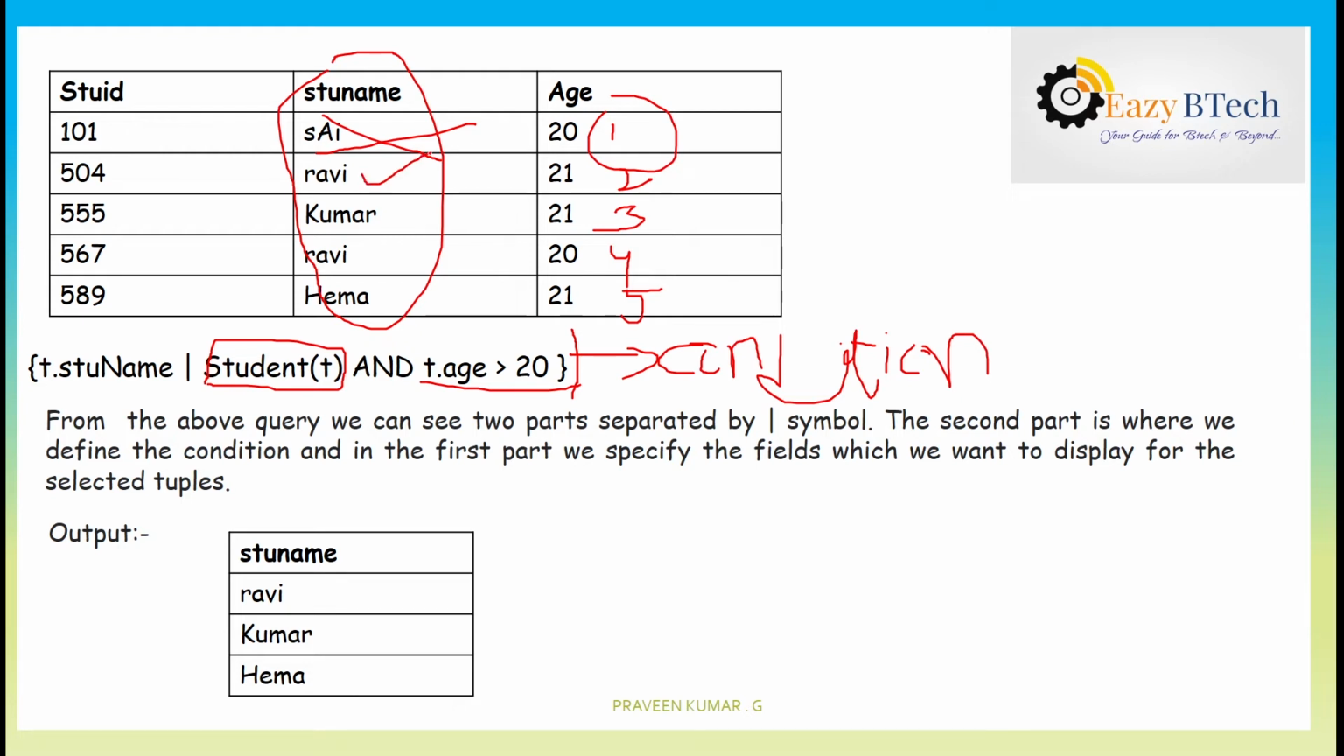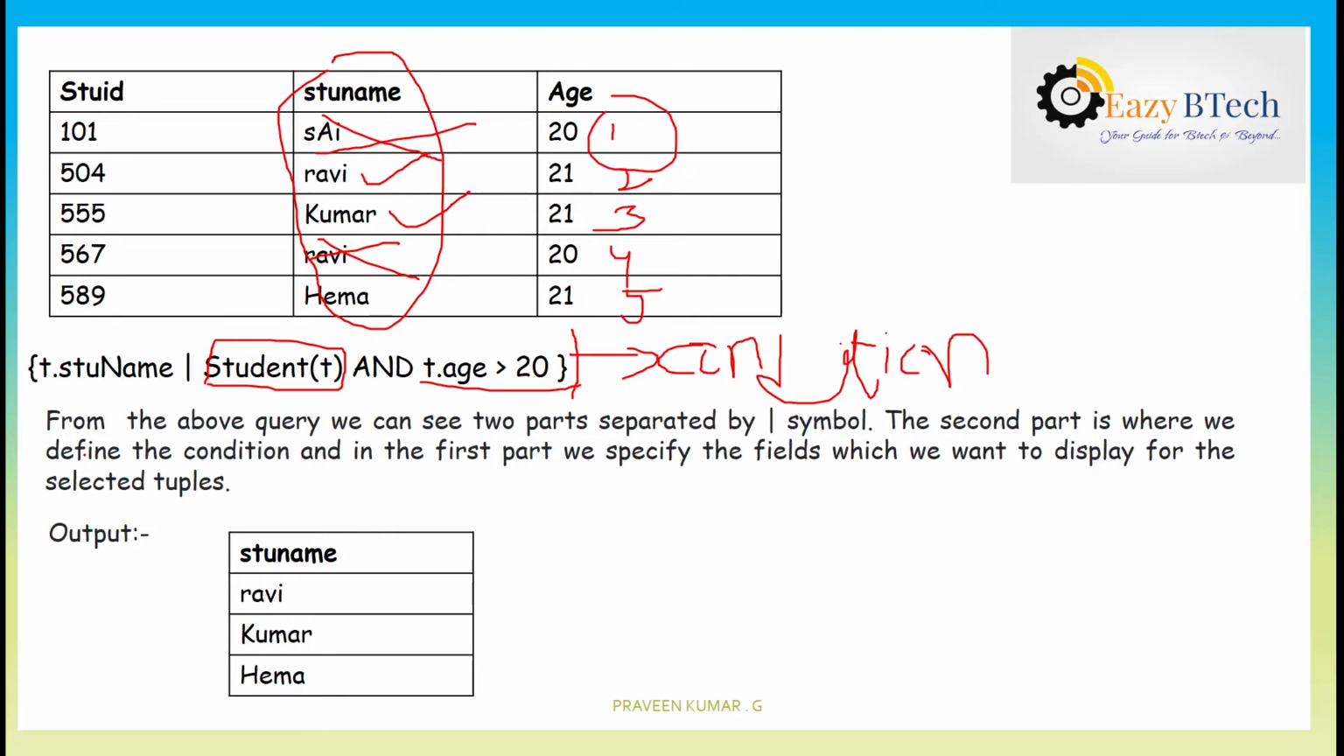Next, Ravi. Okay, Kumar. Again Ravi. Please check here, we have two Ravis, roll number 504 and roll number 567. The two Ravis are different, but the age of Ravi 504 is 21 and the age of Ravi 567 is 20. But what is the condition here? T dot age. T is nothing but the relation name, student. T dot age means student dot age greater than 20. This is the condition.